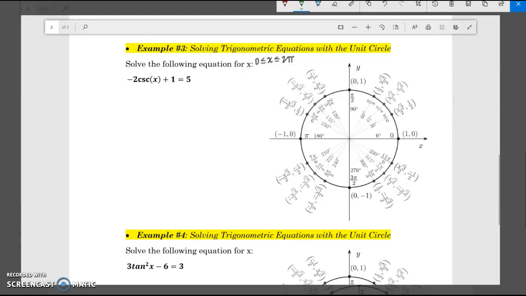So to begin here, I'm going to go ahead and subtract 1 from both sides. So I'll end up with -2 times the cosecant of x being equal to 4. From there, I need to divide both sides by -2. And so 4 divided by -2 is going to give me a cosecant of -2.